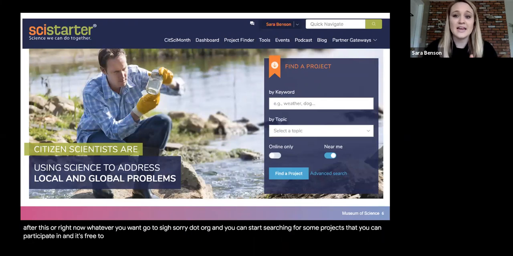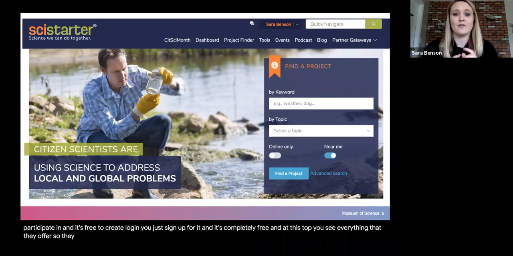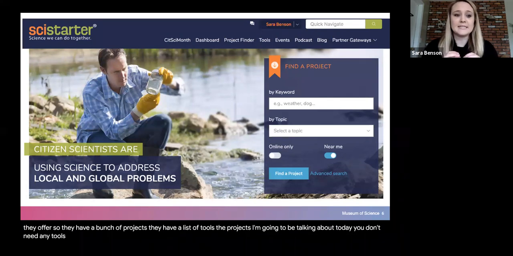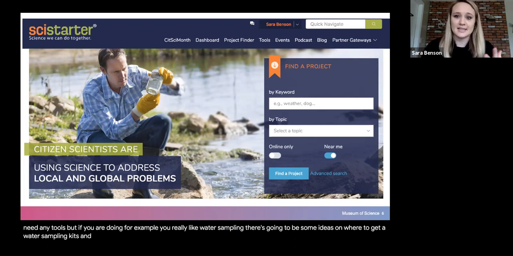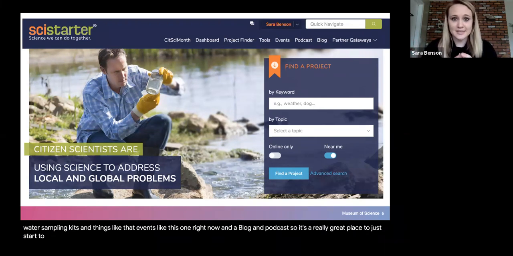And it's free to create a username and login. You just sign up for it and it's completely free. And at the top, you see everything that they offer. They have a bunch of projects. They have a list of tools. The projects I'm going to be talking about today, you don't need any tools. But if you really like water sampling, for example, there are going to be some ideas on where to get water sampling kits and things like that. Events like this one right now, and a blog and podcasts. So it's a really great place to just start to learn about citizen science and to find a project that fits you.